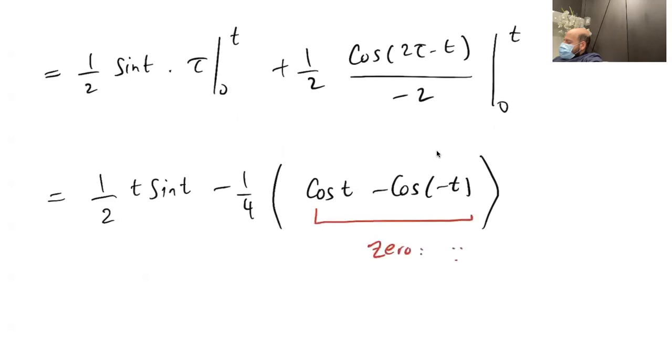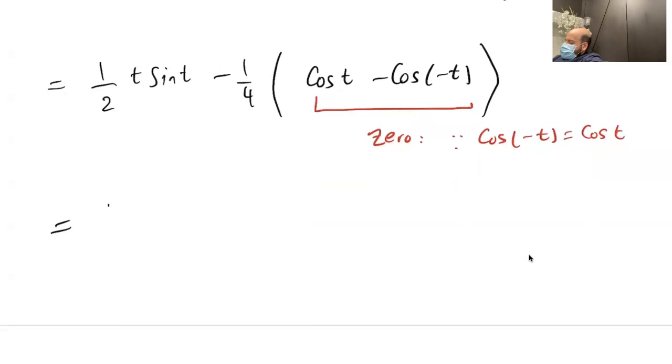Why is it 0? Because cos minus t is the same as cos t. This is a basic property of the cos function. Cos function is an even function, meaning that cos minus t is the same as cos t. So you learned this in pre-calculus. So cos t minus cos minus t will be 0. So this term is 0, and I'll be left with 1/2 t sine t.